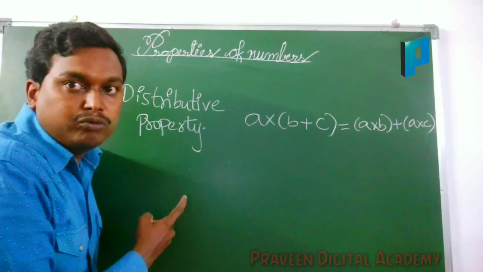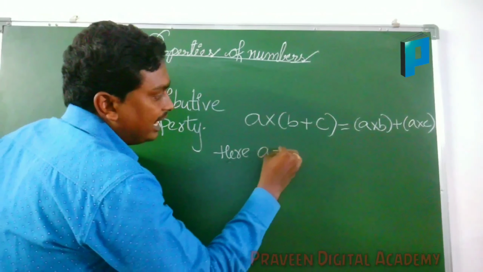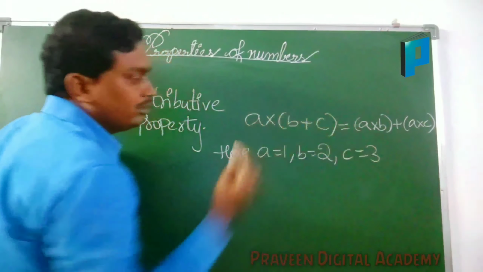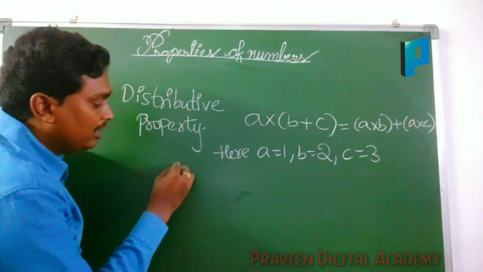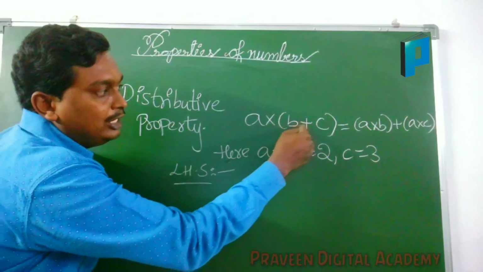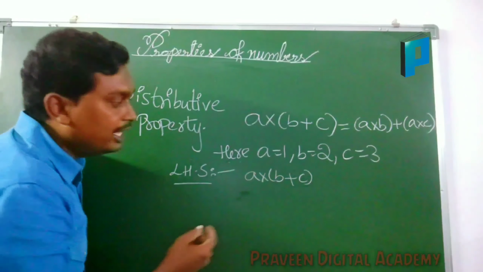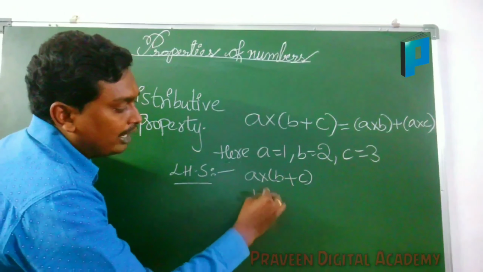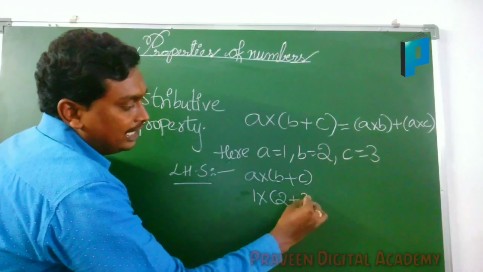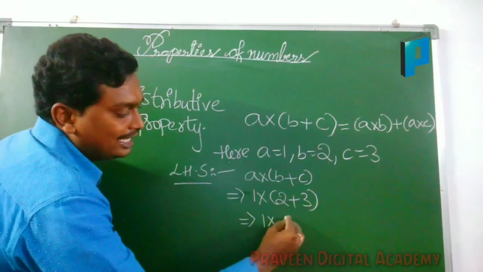Here I will give a proof to understand very clearly. In the distributive property, I will take A is equal to 1, B is equal to 2, C is equal to 3. First I will take the LHS. What is the LHS? A into B plus C. Here A is 1, 1 into B is 2, 2 plus C is 3. What is the answer we will get here? 1 into 2 plus 3 is 5.